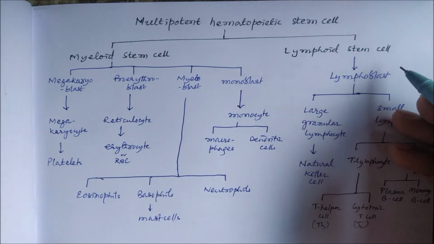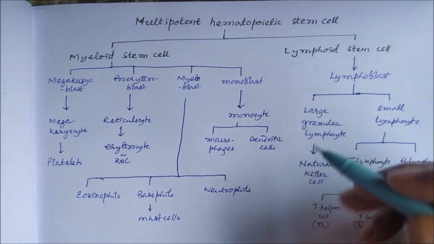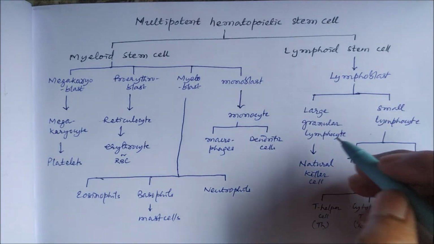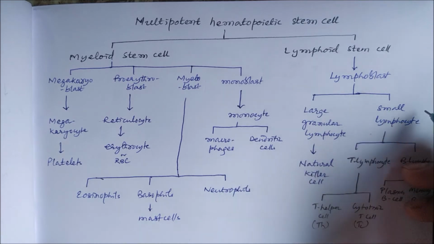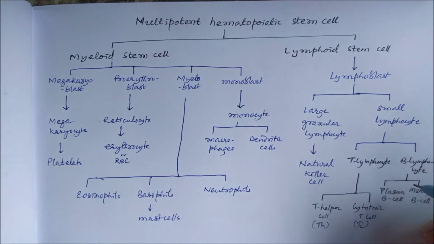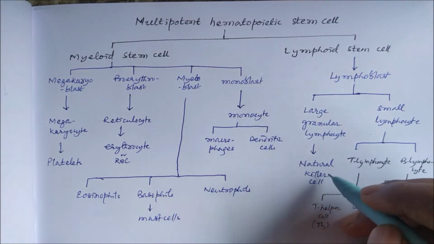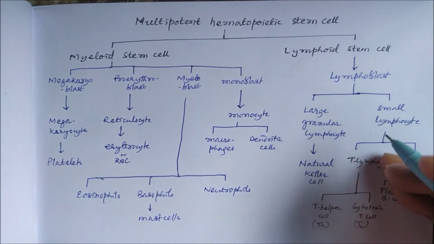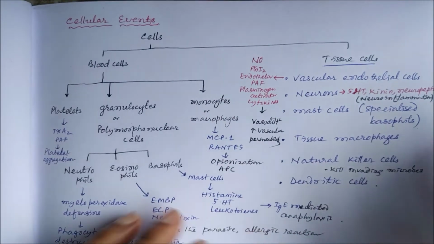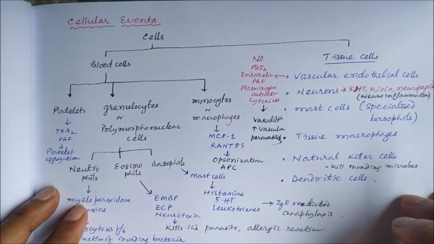Then lymphoid stem cell develops into lymphoblast, and this lymphoblast is differentiated into either large granular lymphocytes or small lymphocytes. The small lymphocytes are differentiated into T lymphocyte or B lymphocyte. There are two types of T lymphocyte: T helper cells and cytotoxic T cells. Then B lymphocytes are differentiated into either plasma B cell or memory B cell. The large granular lymphocytes are differentiated into natural killer cells. So all these have a role in the immune system, in the cellular events of non-specific response.